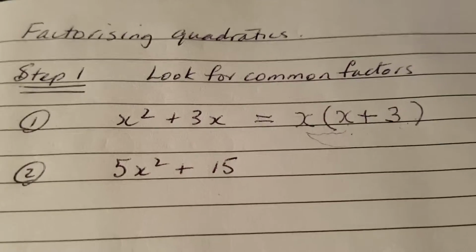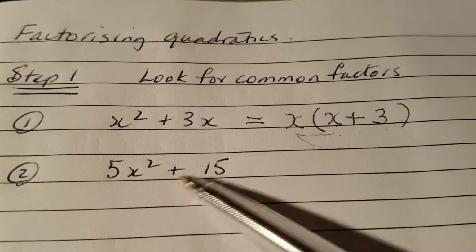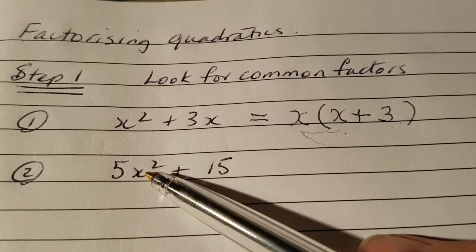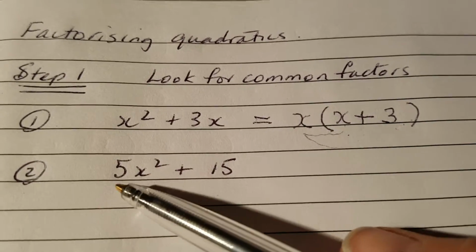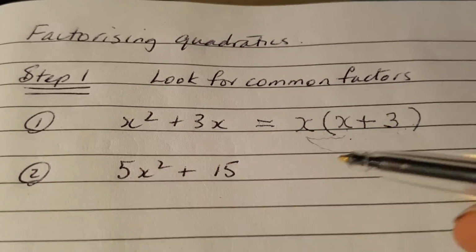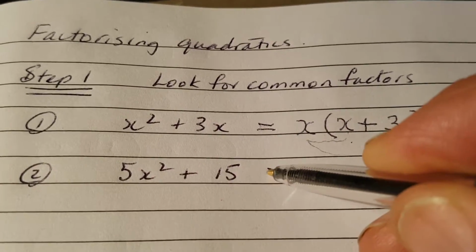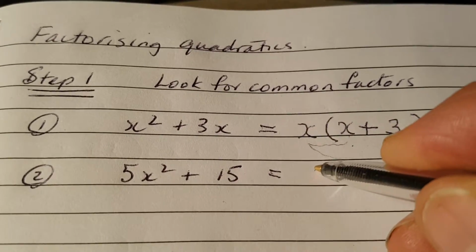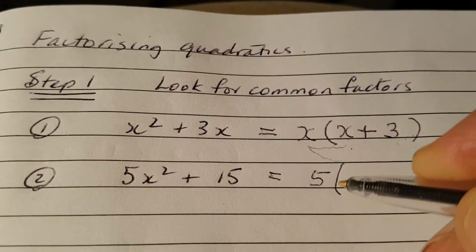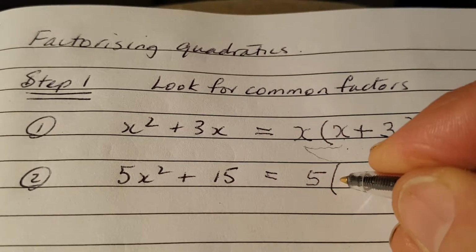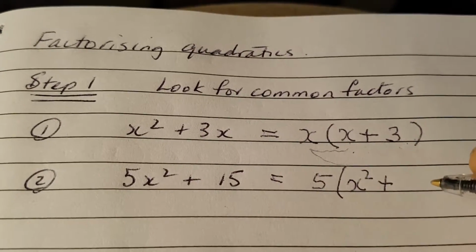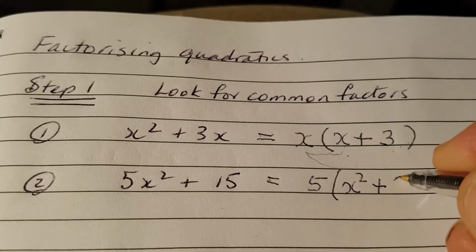The next one, there's no x here at all, and there's x squared there, so we can't take an x as common, but 5 and 15, both those numbers have 5 times sitting in them. So that's 5 is common, and the first term is 5x squared, and the second term is 5 lots of 3.